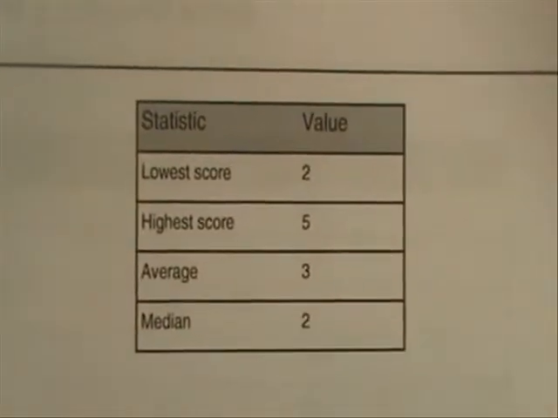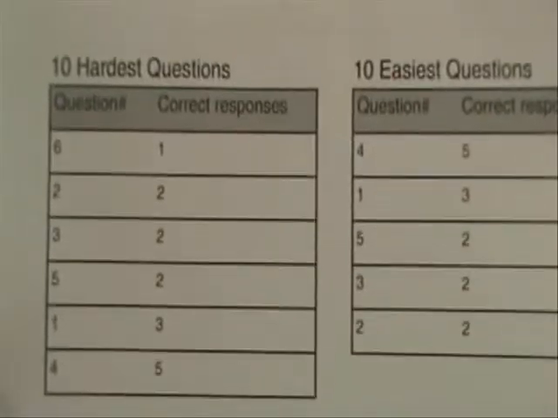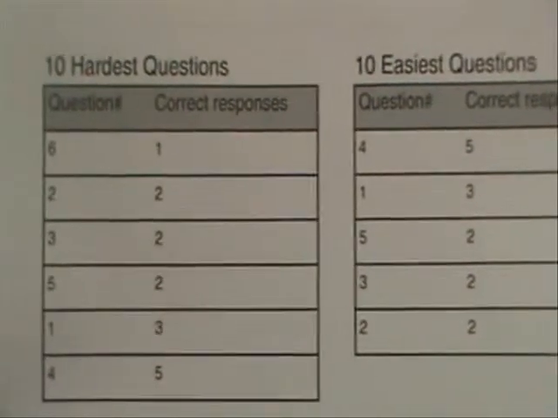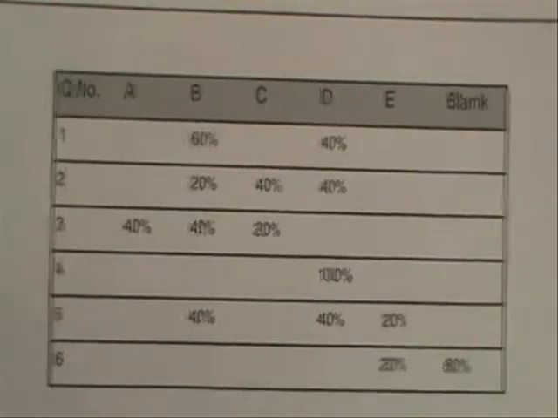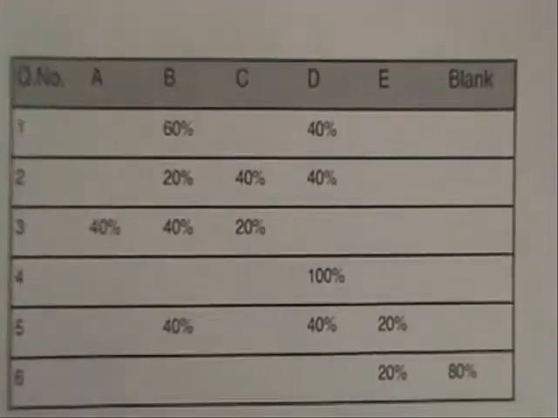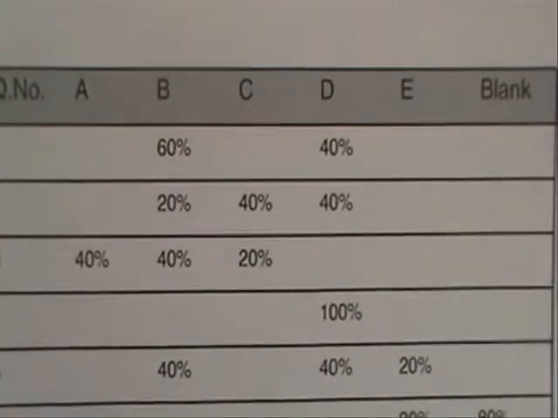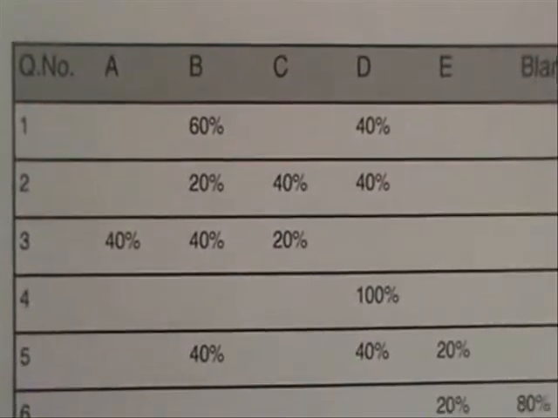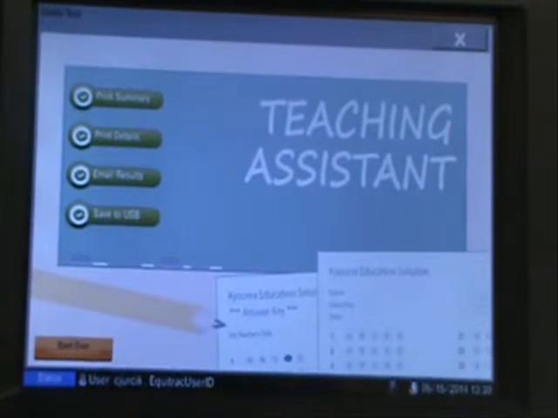Also on the summary sheet, you'll get some statistics. The lowest score, the highest score, the average score, the median score of your class, and also the 10 hardest and 10 easiest questions. On the next sheet, it gives you an item analysis as to, for each question, how students responded to the question. So you can see for question number 1, 60% of the students answered B, 40% answered letter D, and then for question 2, 20, 40, and 40. That is for the print summary.